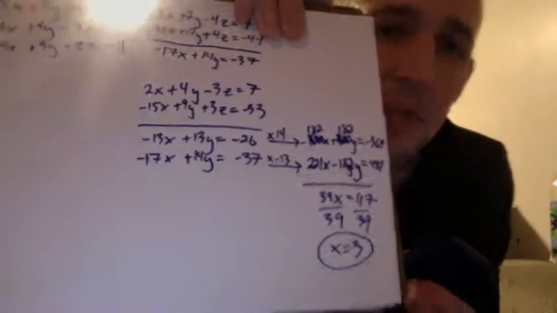And now I'm just going to start plugging back in. This is actually the easy part now. So I plug back in. I'm going to plug back into that one with the 13. So I get negative 13 times 3 plus 13y equals negative 26. I'm not going to show every single step here. I get 13y equals 13. I get y equals 1. And then if I plug all the way back into one of the original equations, I'm also going to end up getting z equals 1.